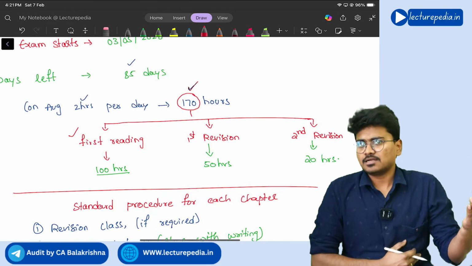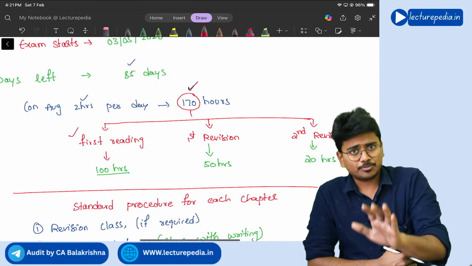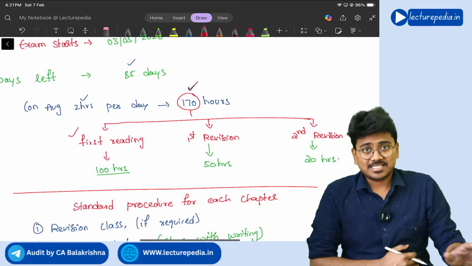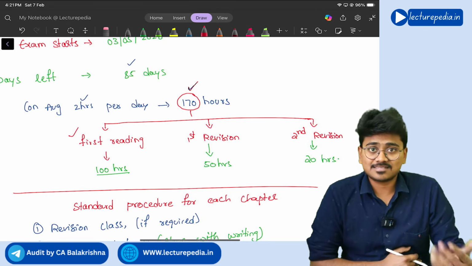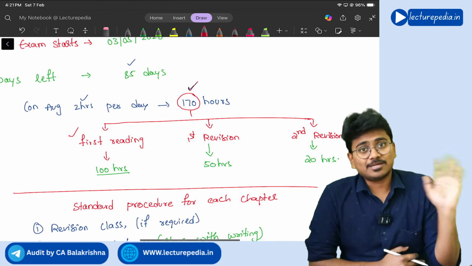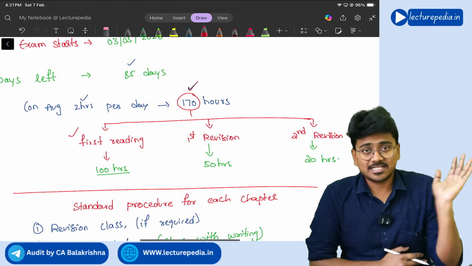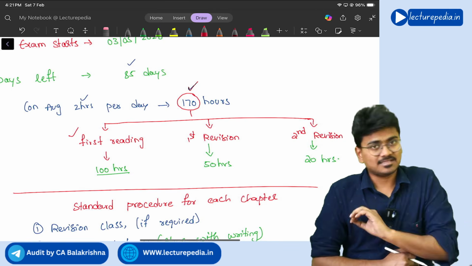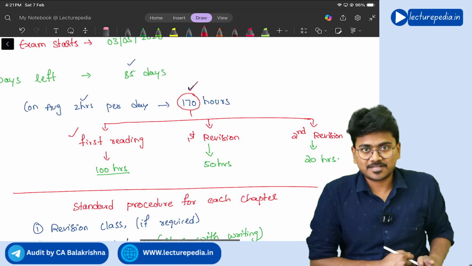See, after taking the classes, I guess you people would have completed your classes. If you have not yet completed classes, not much time is left. You have to complete the classes as early as possible and start the preparation. If you have already started preparation, then that is well and good. You are on track.